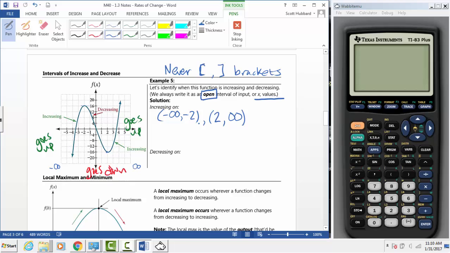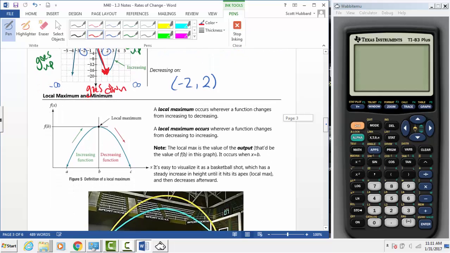Some people have trouble online when trying to put the answer in. If you think you're correct, just make sure that you didn't put a bracket. It's always going to be open. Okay? And it's decreasing. Well, it's going to be decreasing in the middle. And the middle is going to be in between these two, which was -2 to 2. So it goes from -2 to 2. That's when the graph is going down. And so we write that interval.